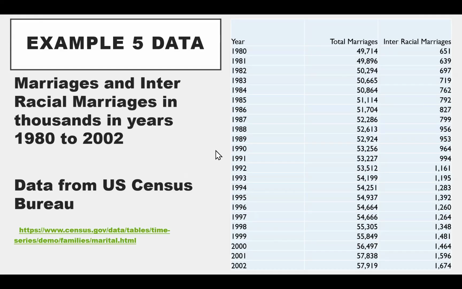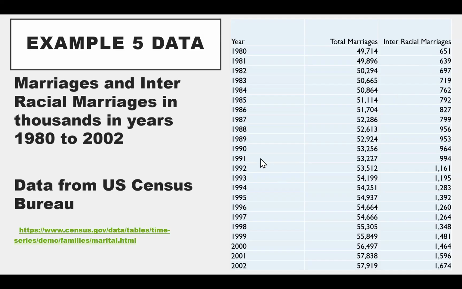So let's look at some data from 1980 to 2002. Here we have the number of total marriages. This is U.S. Census Bureau data. And then the number of interracial marriages. This is in thousands, by the way. So this is not just 651, this is 651,000. So we're talking about in thousands here.